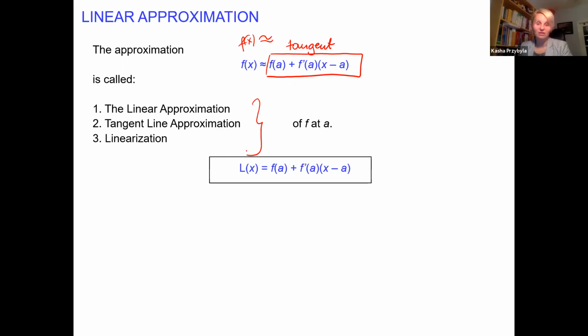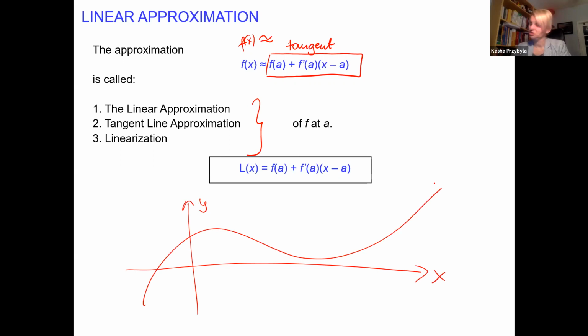Okay, that's the equation. We can see L of x equals f of a plus f prime at a times x minus a. And one more time, I can draw just a function. I'm assuming that this is a complicated function, and I don't want to use it. I would like to use, let's draw, a tangent line.